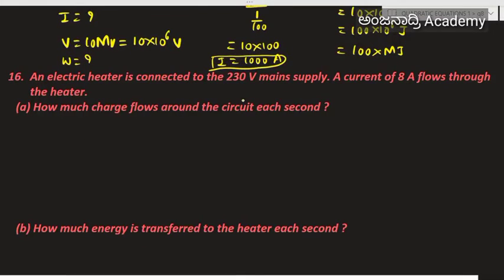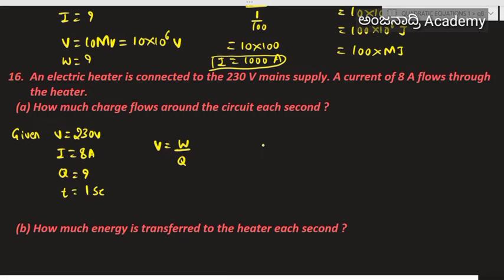An electric heater is connected to the 230 volt main supply. That is the potential difference, 230 volt. A current of 8 ampere flows through the heater. How much charge flows around the circuit each second? T is equal to 1 second. We know that potential difference V is equal to W divided by Q.